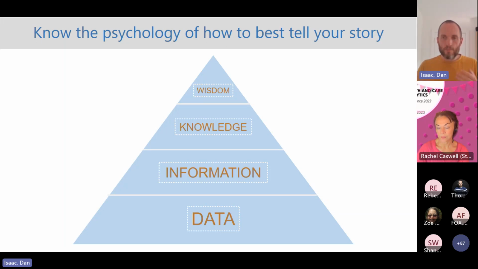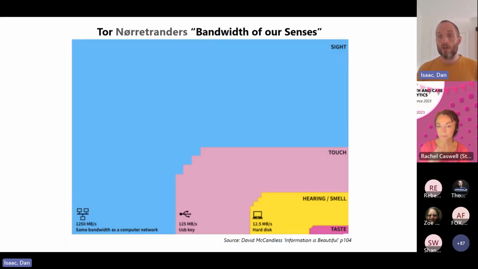But how do we then bridge this gap between information and knowledge? Information exists as ink on a piece of paper or as pixels on a screen, while knowledge exists as neurons firing in someone's brain. That's a really hard bridge to cross. But visualization, using our visual sense to bridge that gap, is by far the best tool, the best way that we have for doing that.